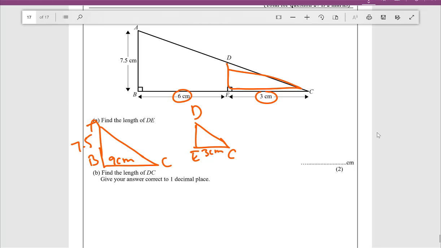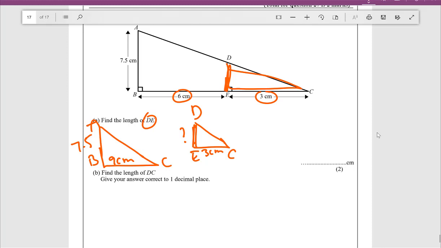Now what we need to do is find the length of DE, which is this length here for the smaller triangle. So we need to find what this is. Okay, now before you find this, what we need to do is, first of all, we need to find the scale factor. And how do you find the scale factor?